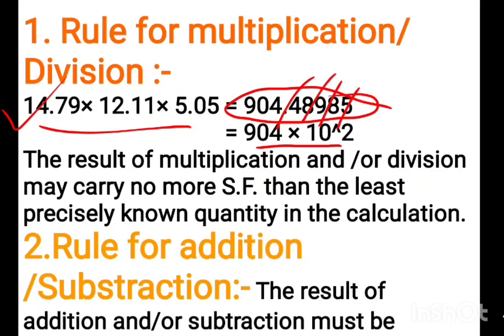Okay, next one. Now the rule for multiplication and division: when we multiply we get, for example, 904.48985, and the result of multiplication or division may carry no more significant figures than the least precisely known quantity in the calculation. Okay, least precisely known, so we have to use 904, that is 9.04 × 10 to the power 2.